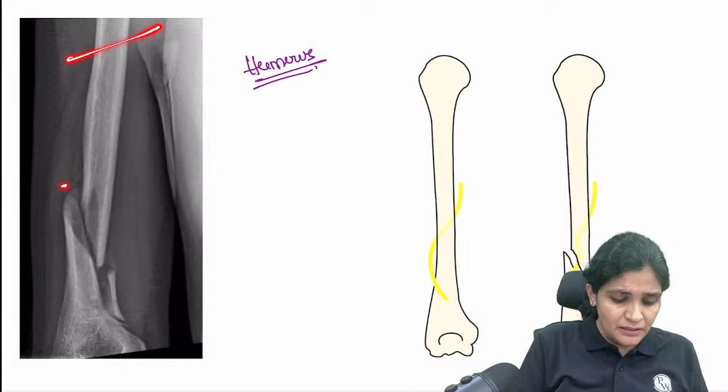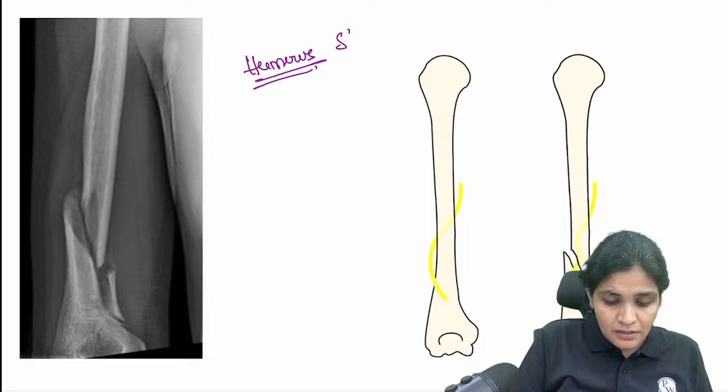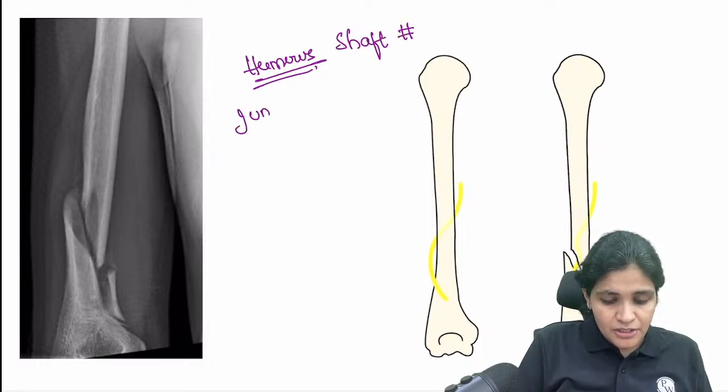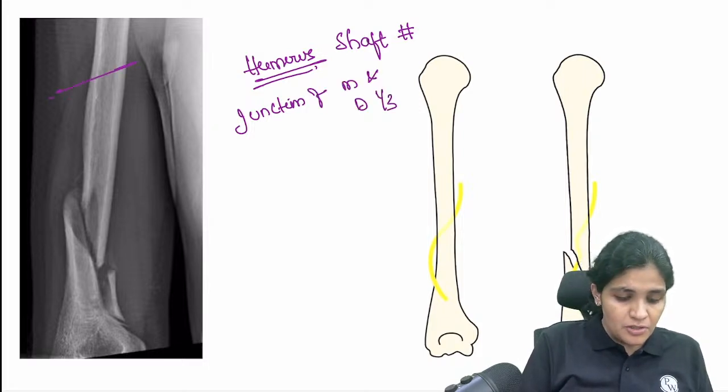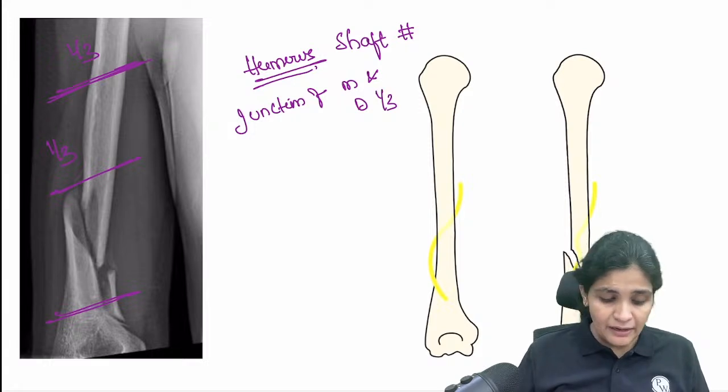This is proximal 1/3, this is middle 1/3, this is distal 1/3. Yes, supracondylar is this, but the fracture is here. So this is a humerus shaft fracture, at the junction of middle and distal 1/3. So this is proximal 1/3, I've told you, middle 1/3, and this is distal 1/3. So junction of middle 1/3 and distal 1/3 with the radial nerve palsy.